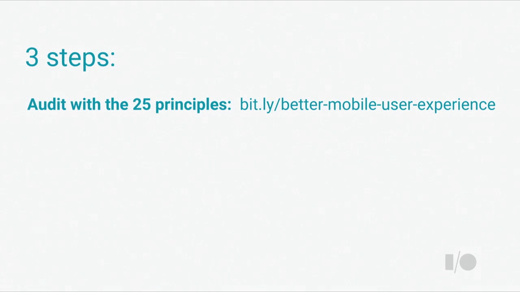And so I want to end with giving you 3 takeaways. These are 3 steps that you can think about doing after this talk. First, take a look at your app and audit it against the 25 principles. Simply look at what we are doing in each of these experiences, and is it measuring up? That's going to get you a long, long way.